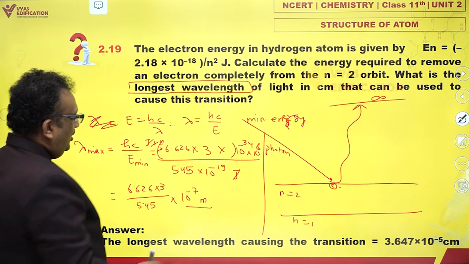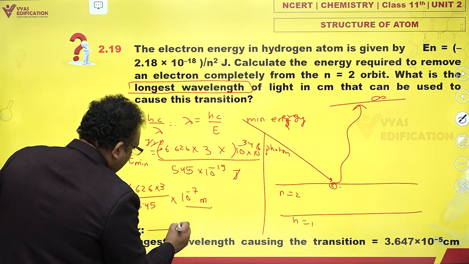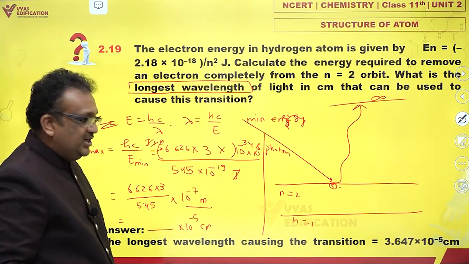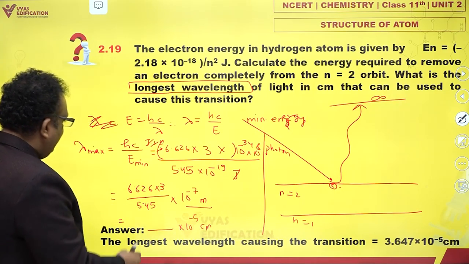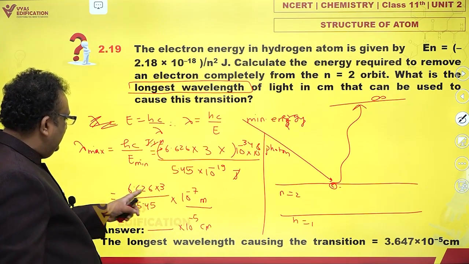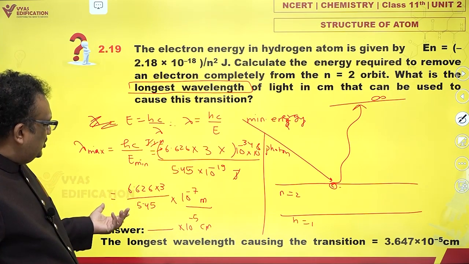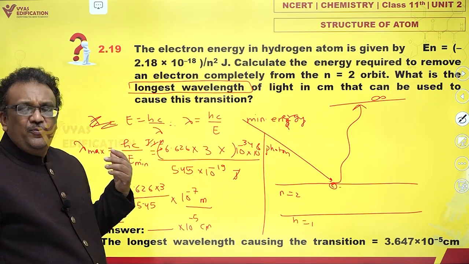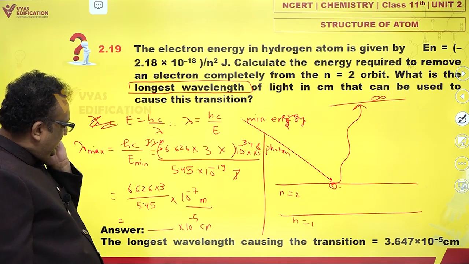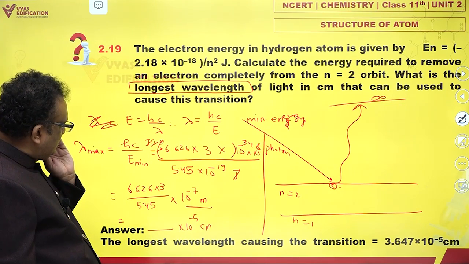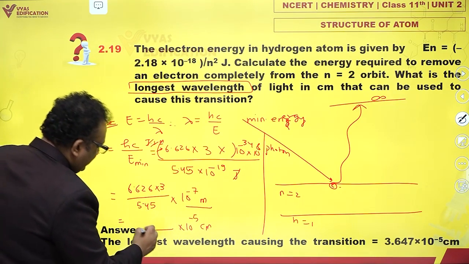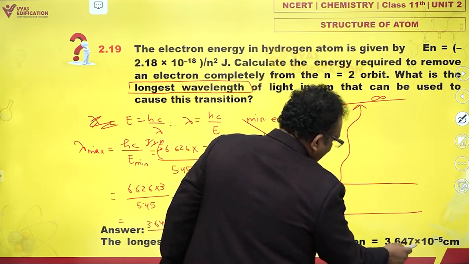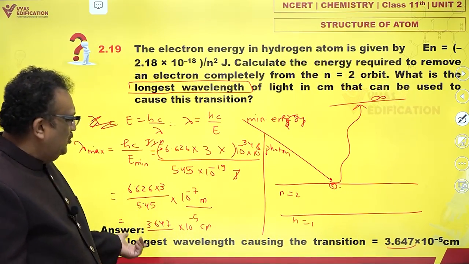Oh wow. Or something into 10 raised to minus 5 centimeter, because 1 meter is 100 centimeter. You can put that and you can get this number. If I solve this, how much is this? 6.626 into 3 is approx 20. 20 by 5 would be 4. 5.45 is a little more than 5, so it's a little less than 4. It's roughly 3.647. We have the answer also. So we have the final calculated number. Use it and be happy.